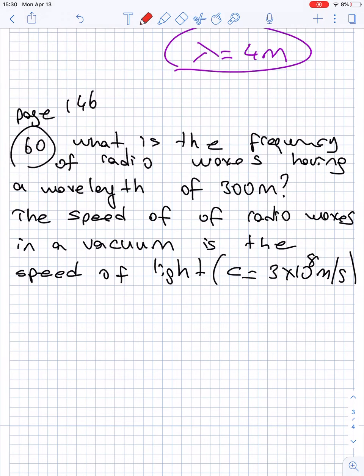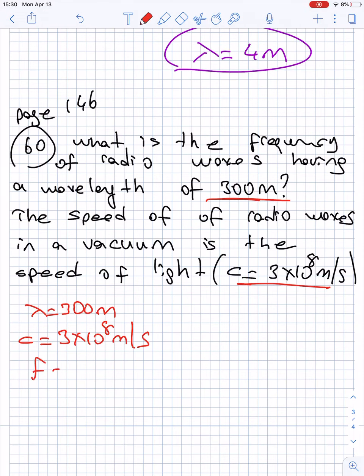Okay, let's solve together. Which information do we know? We know wavelength. Wavelength is equal to 300 meters. And we know speed of light, c is equal to 3 times 10 to the power 8 meter over second. And it is asking to find the frequency. To find the frequency, first we have to find the period also.